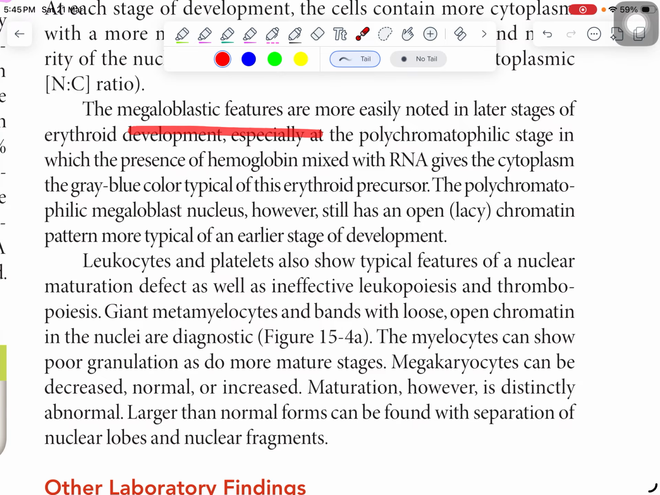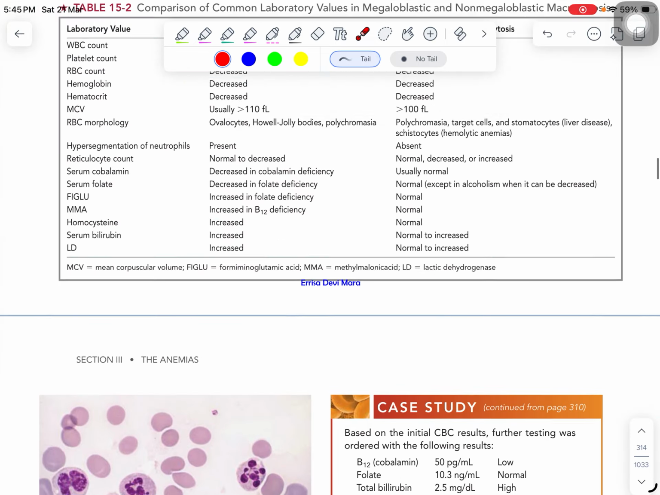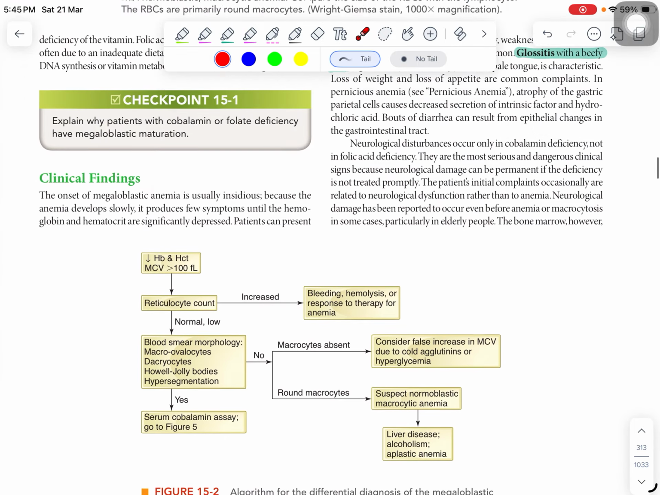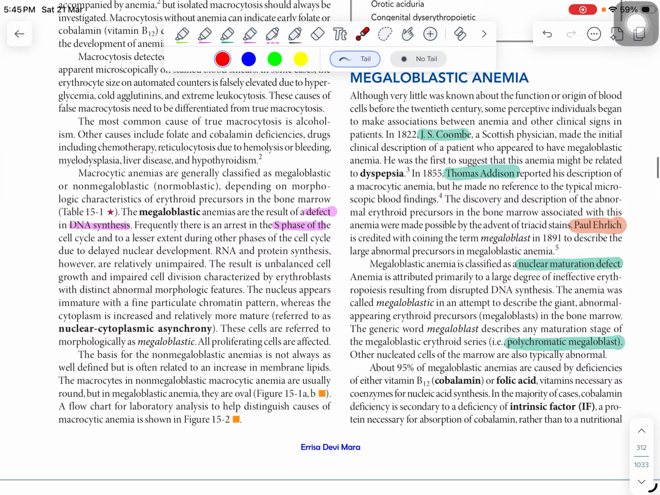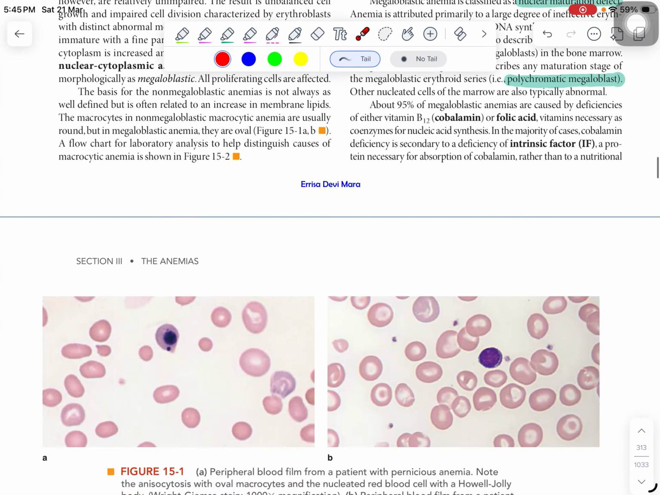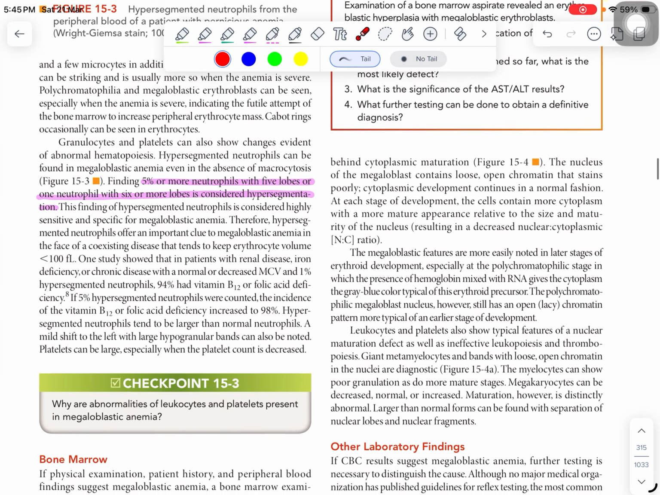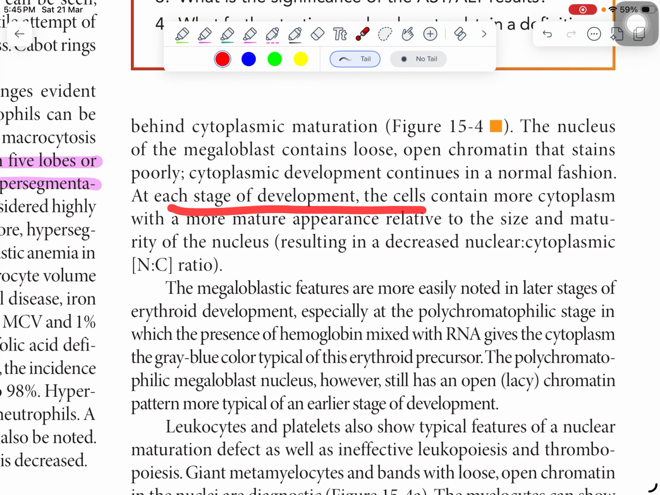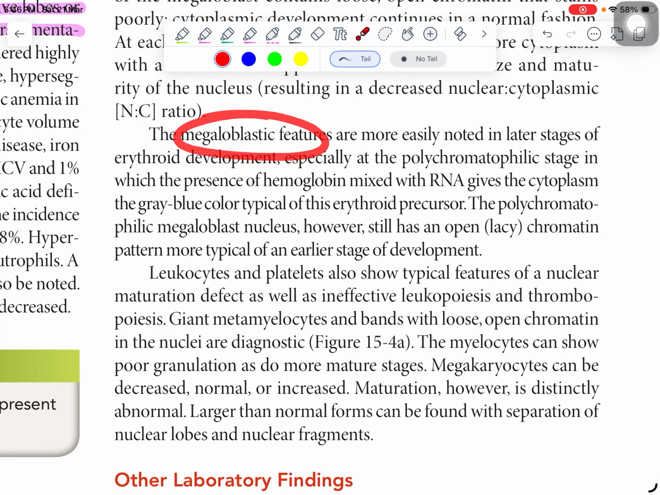The megaloblastic features are more easily noted, as we have seen here. You can recollect, I have marked it. Let me show you a polychromatic megaloblast. The generic word megaloblast describes any maturation stage of the megaloblastic erythroid series. So here also they are telling that at each stage of development the cells contain more cytoplasm with a more mature appearance relative to the size and maturity of the nucleus. The megaloblastic features are more easily noted in the later stages of erythroid development, especially at the polychromatophilic stage.